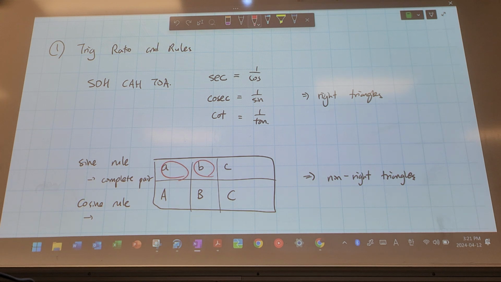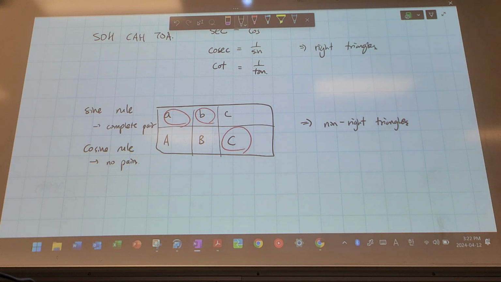We can also do this if you have the information about two sides and the included angle. Another case where we can use the cosine rule. Although we don't have the complete pair, we can still use the cosine rule. So the cosine rule is for no pairs. I think this is the easiest way for me to understand when to use which.